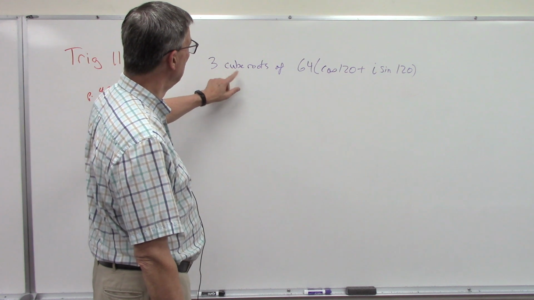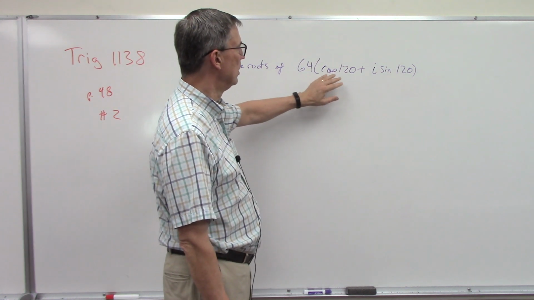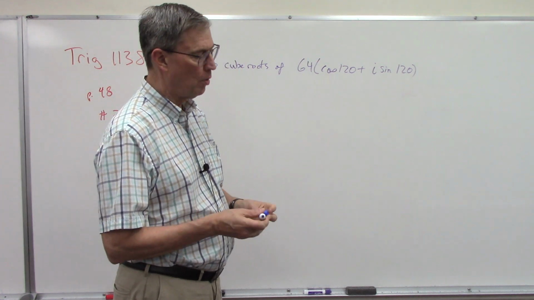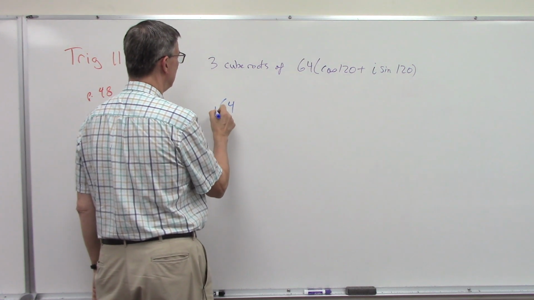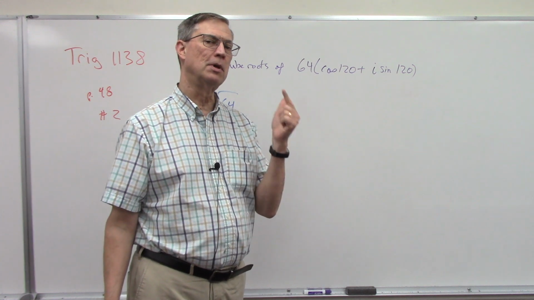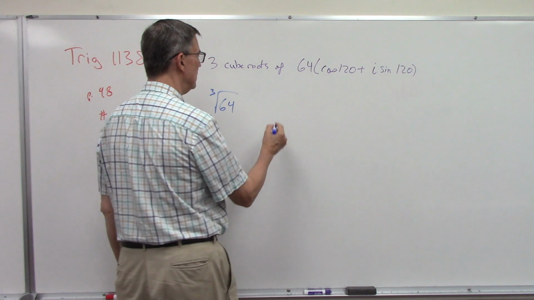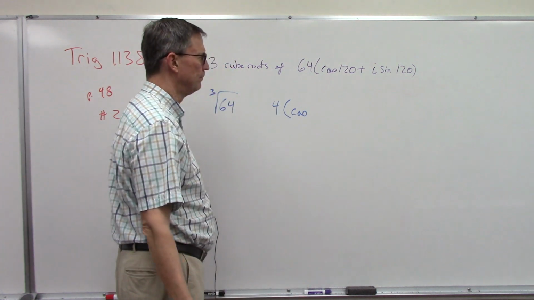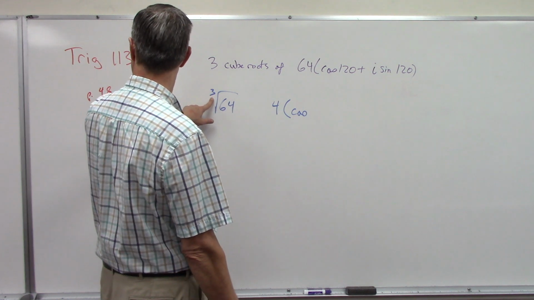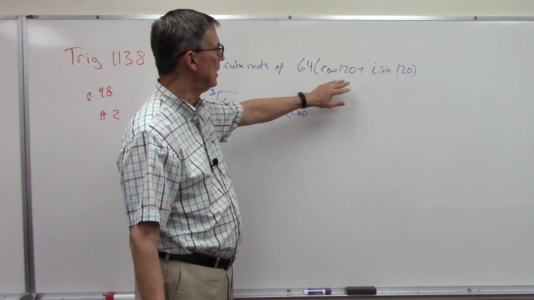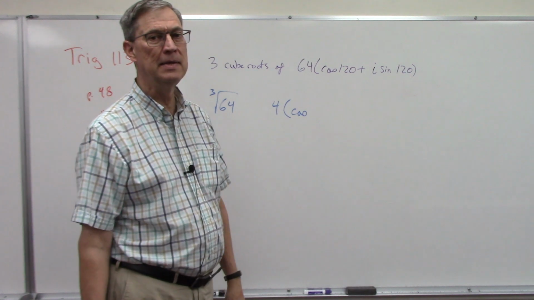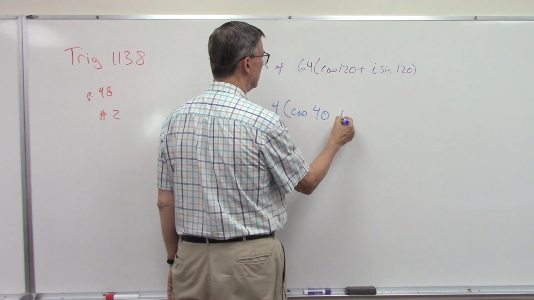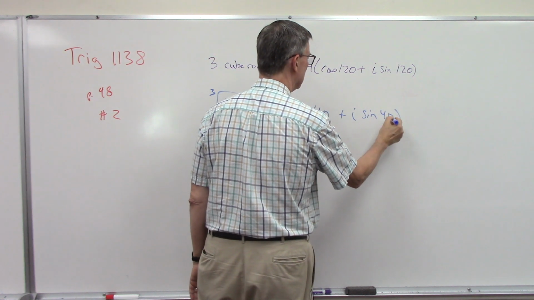Let's talk about finding the 3 cube roots of 64 times cosine 120 plus the imaginary number i times the sine of 120. So what we do, the cube root of 64 means what number times itself times itself times itself equals 64, and of course that is 4. So our first answer is going to be 4 cosine, and then what do we do with these angles? Since we're doing the third root, the cube root, we take whatever the angle is and divide by that index. So 120 divided by 3 is 40, plus i times the sine of 40, so we keep the same thing, okay?